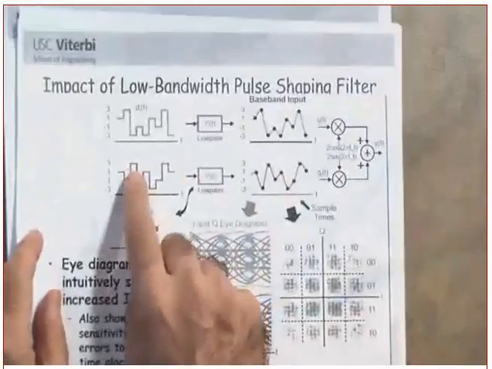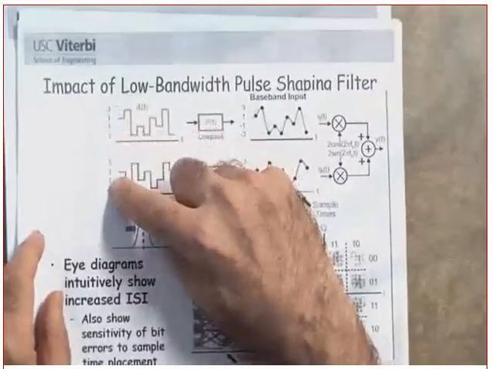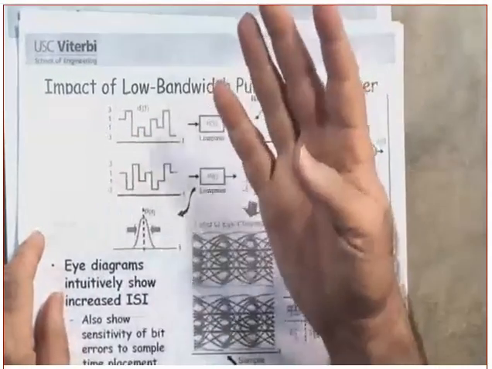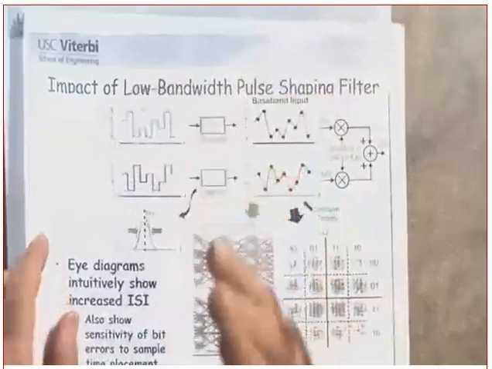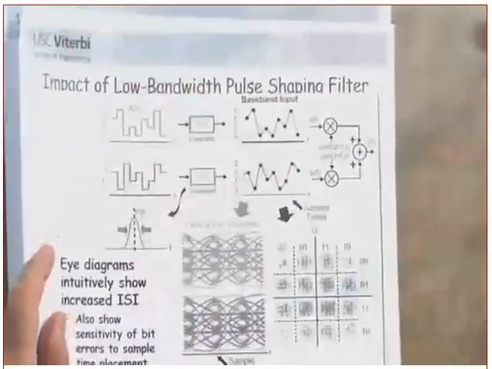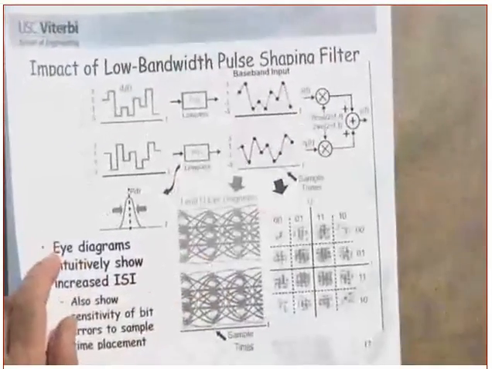4 bits on each, which means how many levels total? If it is 4 bits on each, it means 16 levels on the I, and 16 levels on the Q.